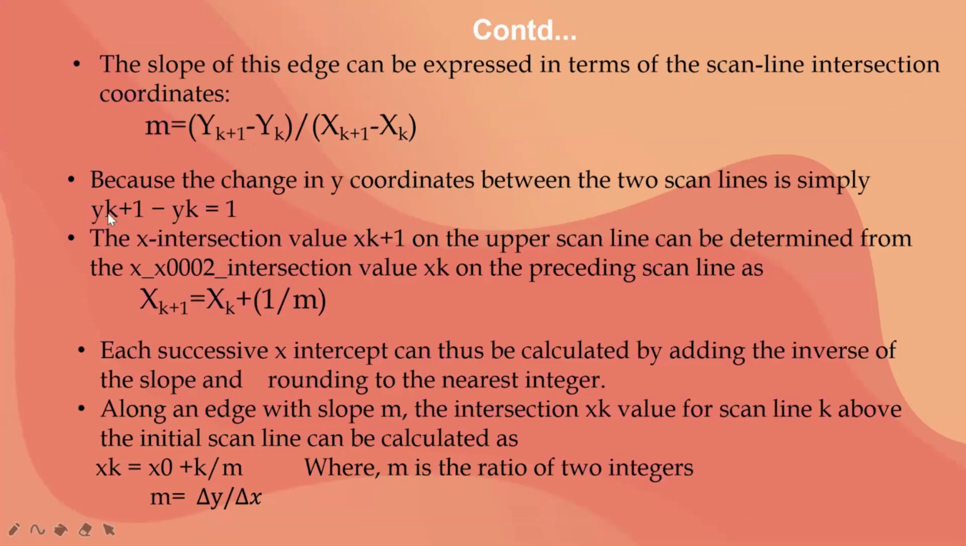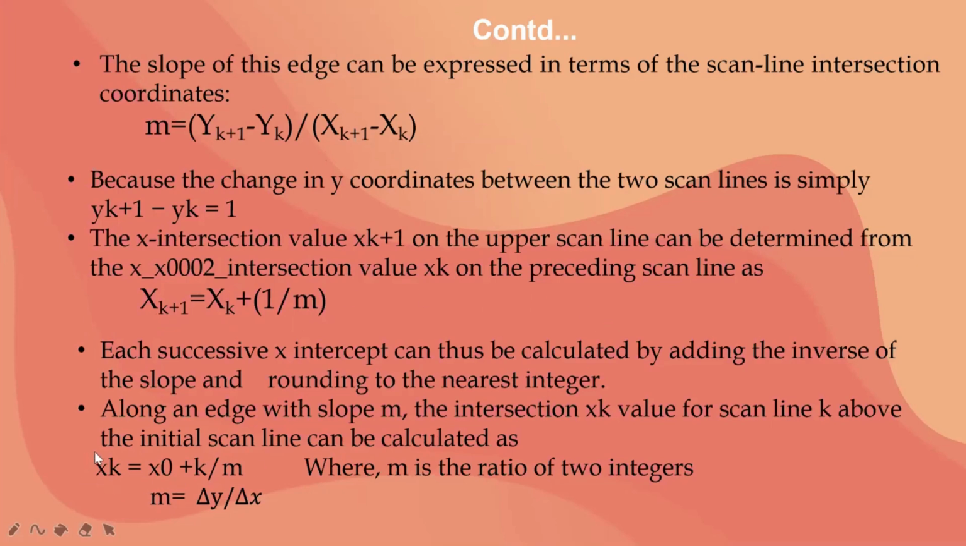Let's consider yk plus 1 minus yk, the value is 1. Then in your x intersection point, if I'm going to the upper scan line, how much will be the value? So you can see here xk plus 1 will be equal to xk plus 1 by m. You have to remember this formula because to solve the problem we need these formulas. Now for each successive x-intercept point, if I want to calculate, I can start with x0 and move towards xk.